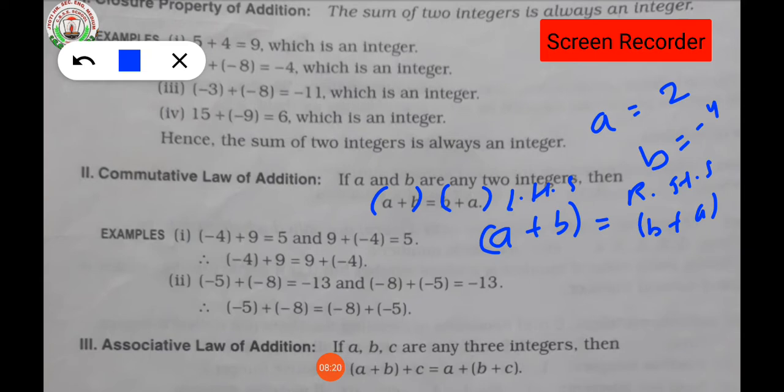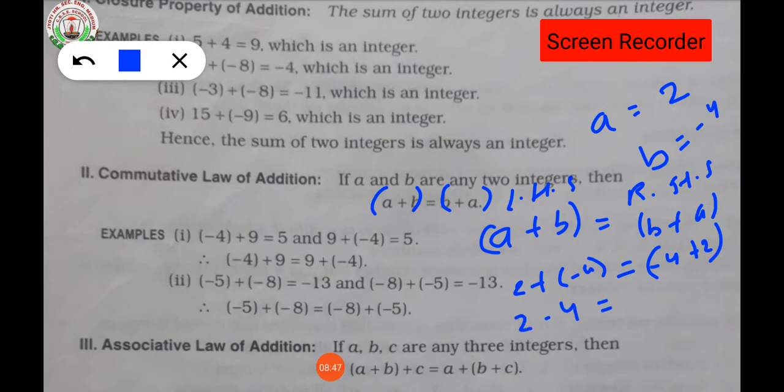Now in this LHS and RHS, that is a plus b and b plus a, we are going to substitute the values of a and b. So in the left hand side we have a plus b, that means 2 plus minus 4, isn't it? b value is minus 4. And on the RHS, b plus a, that means minus 4 plus 2. Have you understood? Now solve it. You will get the required answer.